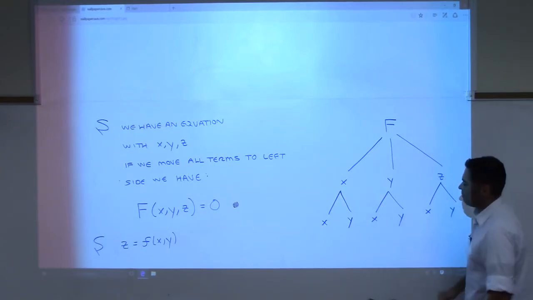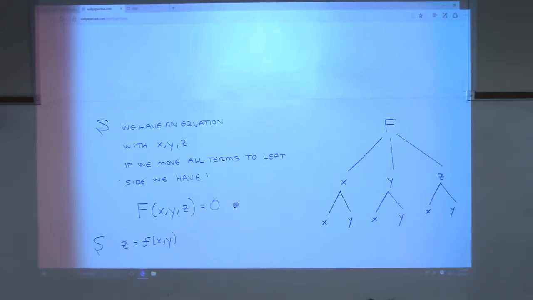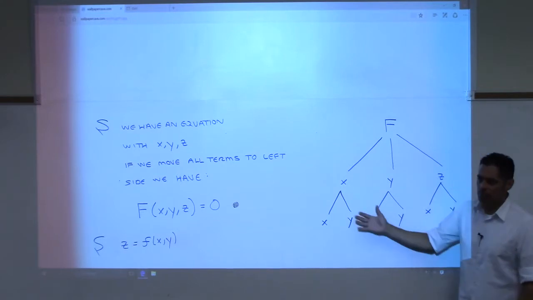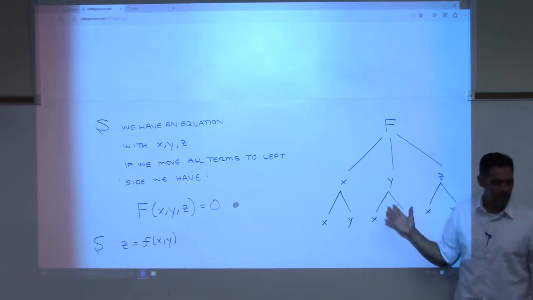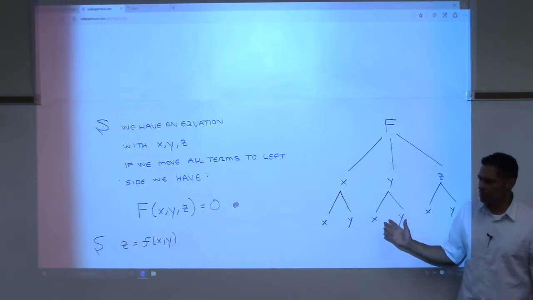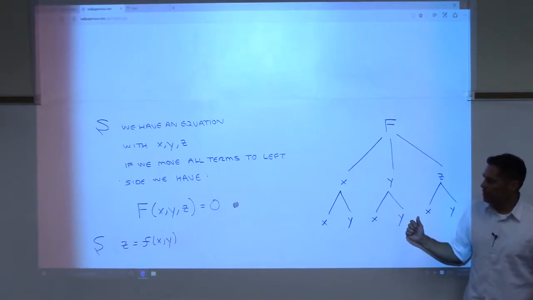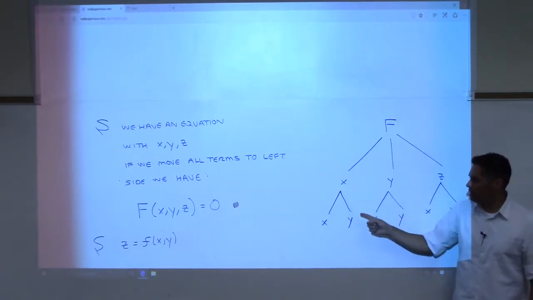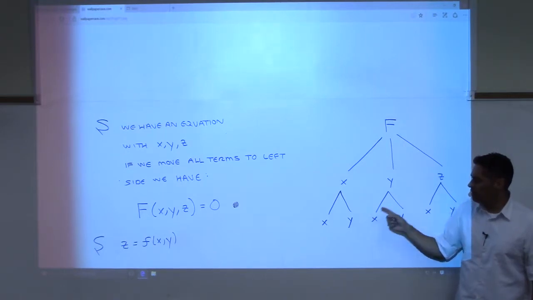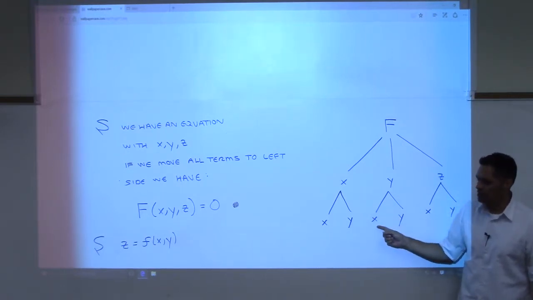Wouldn't those create partial derivatives? Wouldn't they create partials? That's what we're going to talk about now. So you should have a little bit of a problem with this right here. This should look a little weird to you, right? Because how does x depend on y and how does y depend on x?